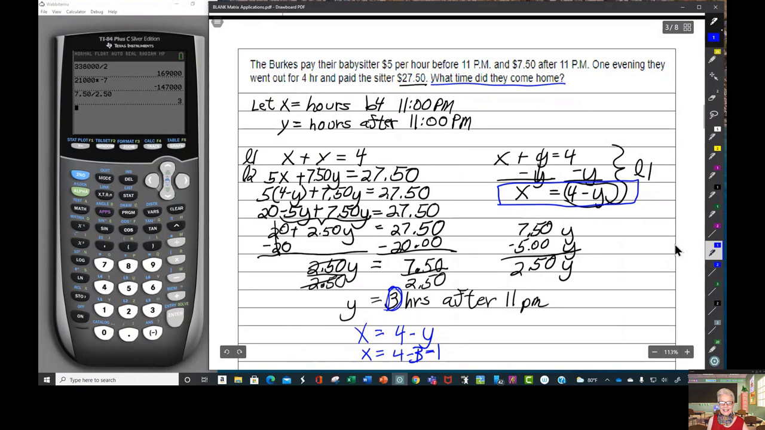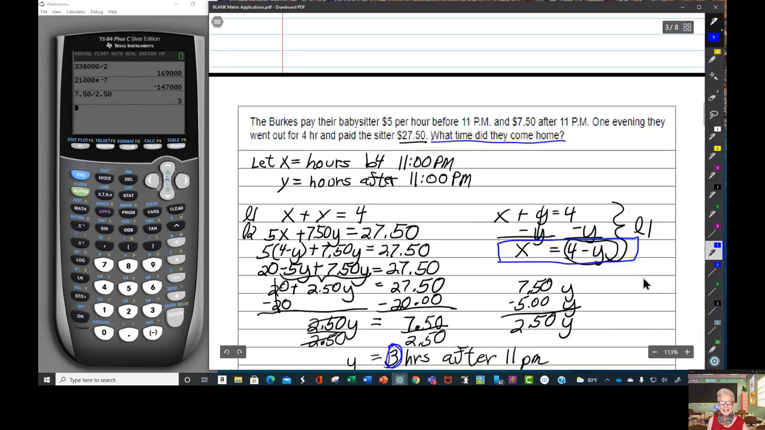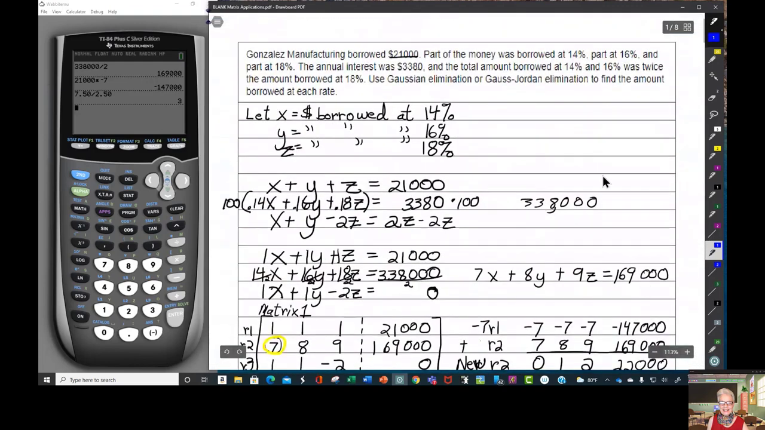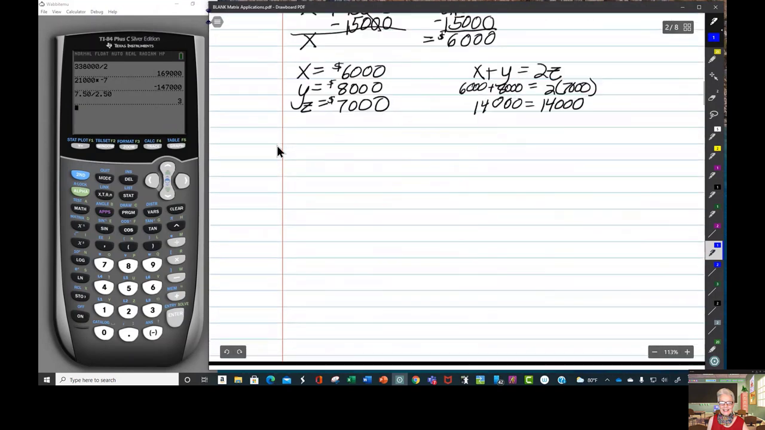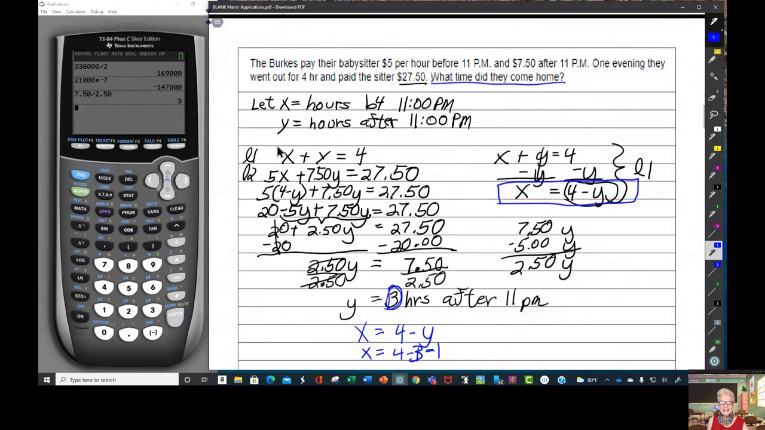The trick to doing all these questions is you want to look at how many parts we are talking about. In the first problem, we were looking at 3 parts. In this problem, we were looking at 2 parts: the hours before 11 p.m. and the hours after 11 p.m. So you want to try to be tuned into that. How many parts, how many parts, how many parts?